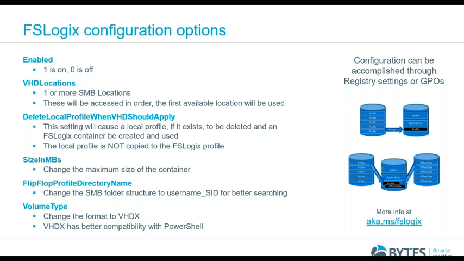So the first one, delete local profile when VHD should apply. Basically, if you have a pre-existing profile on a session host, so if JobLogs logs in and there's a JobLogs profile that already exists on that disk, they won't get an FSLogix profile created or utilize their FSLogix profile if it already exists. By setting that registry setting, that will make sure that that profile's deleted, it's not saved, and the FSLogix profile is created and/or just attached.